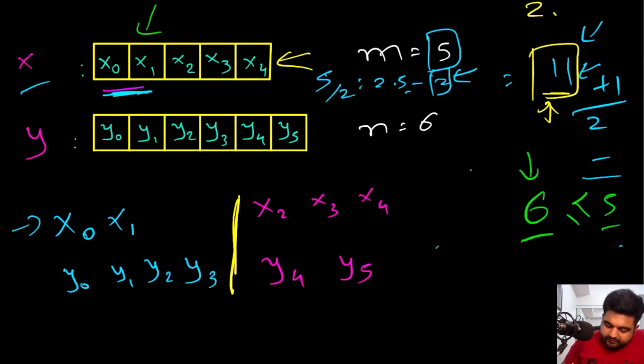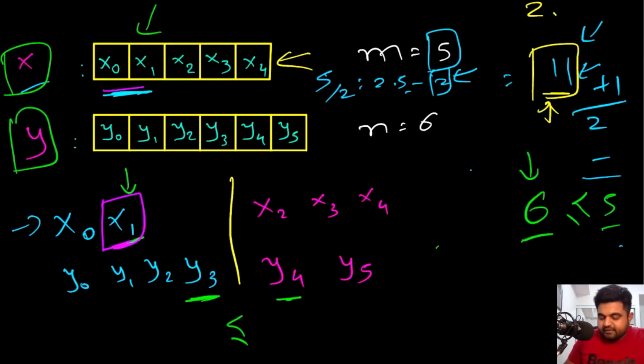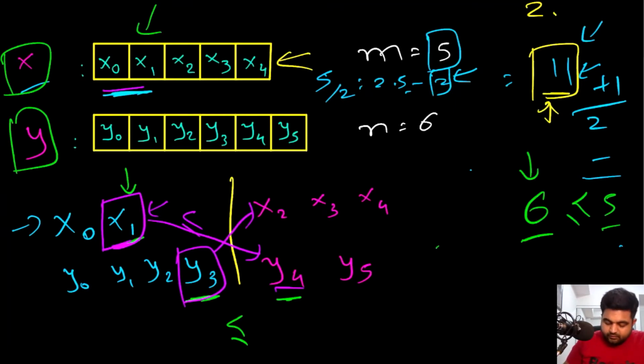Over here we are 100% certain that this x1 is always going to be less than or equal to whatever the value of this x2 is. Why? Because we are told that this x array is already sorted. Same is true for this y array, that this y3 is always going to be less than or equal to this y4. So there are no issues with that. But where does the issue come? The issue comes to the place where we don't know whether this x1 is less than or equal to this y4. Same way we don't know whether this y3 is less than or equal to this x2.